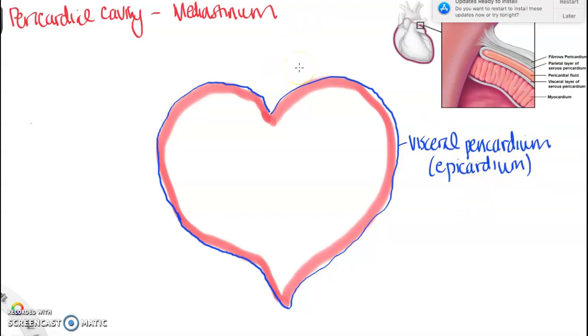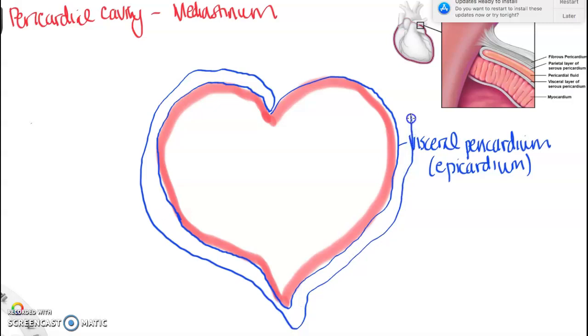Okay, but we know that the serous membrane also has a parietal layer, and it is continuous with this visceral layer. So if I come out here and do this, now we have the parietal layer of the pericardium. So the parietal pericardium.